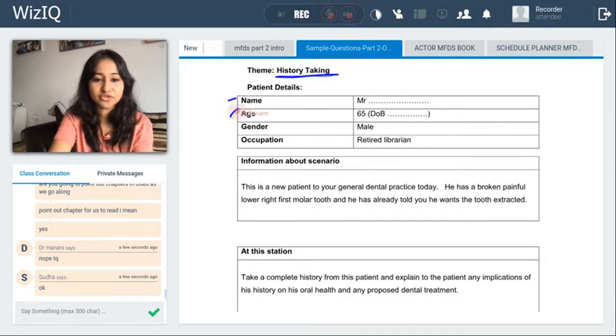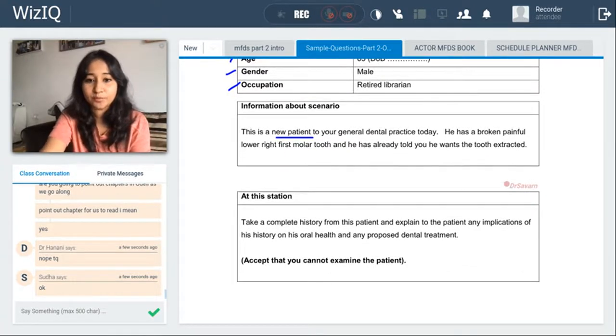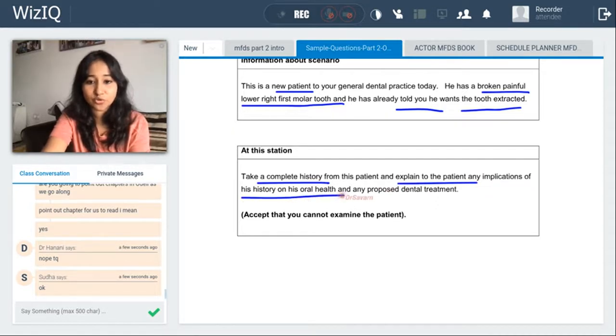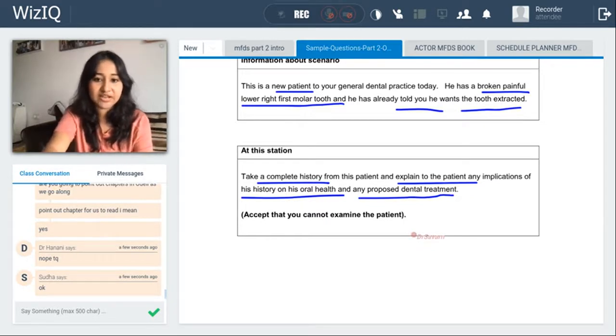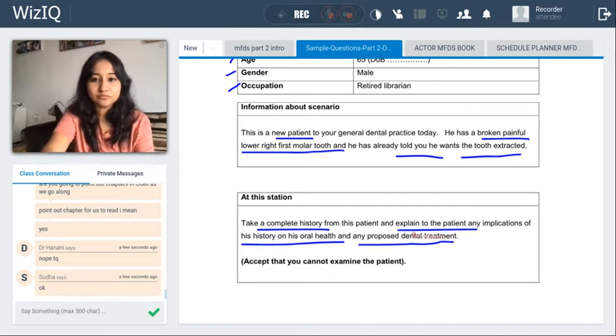You have got the name, the age of the patient, gender, occupation. The information is that this is a new patient who has come to your general dental practice today. He has a broken, painful lower right first molar tooth, and he has already told you that he wants it to be removed. What is your job at the station? Take a complete history from the patient. Explain to the patient any implications of his history on his oral health and any proposed dental treatment. Now, you cannot examine the patient, obviously. This is an Aktorowski, so you are not supposed to examine any patient. So this is your scenario.